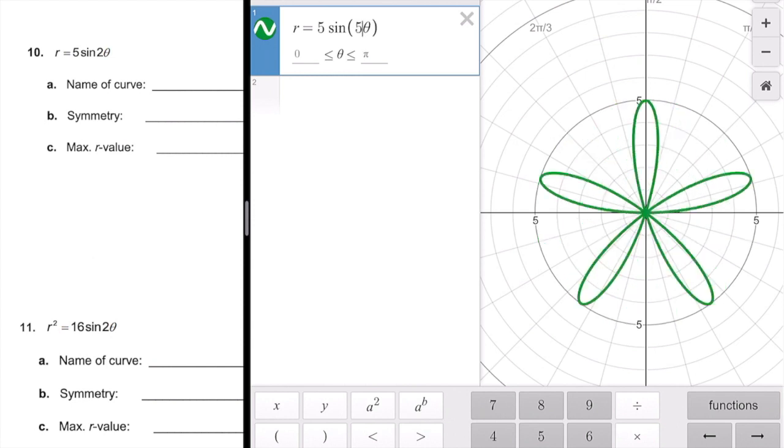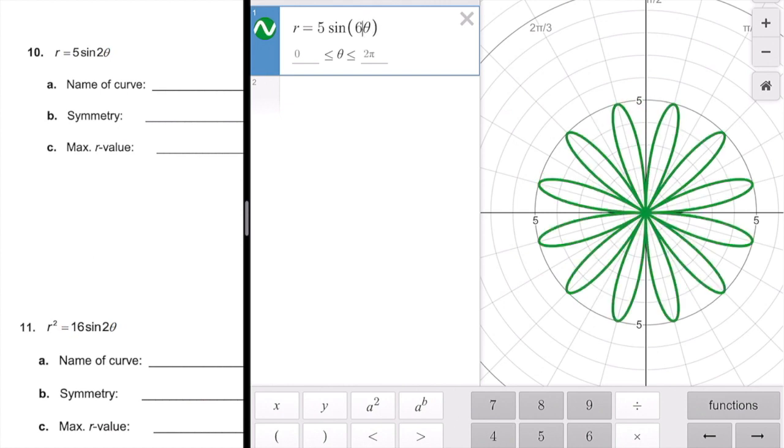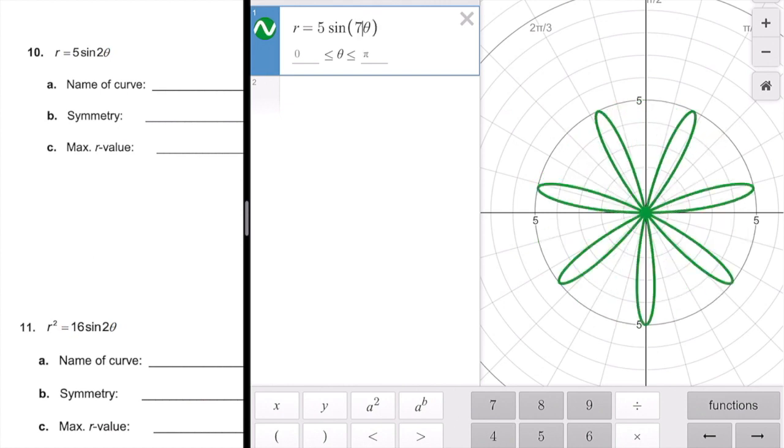What if I change it to 5? Interesting. I always like this one. If you change it to 5, you actually get exactly the number of petals. So if it's an odd number, we have 5 petals. If it's an even number, we have double. Let's try 7, which is pretty cool.